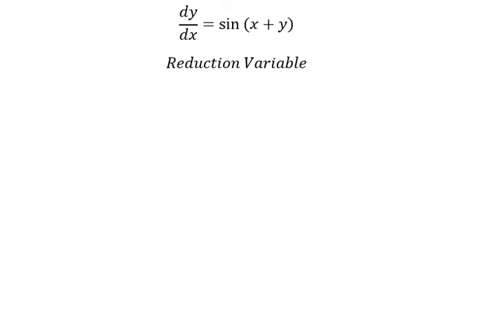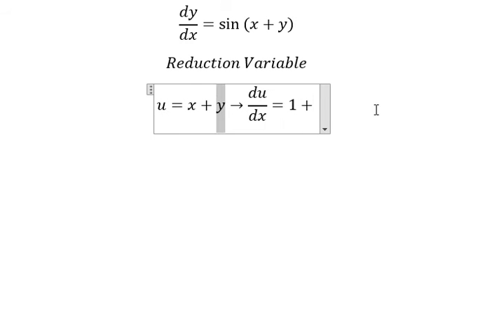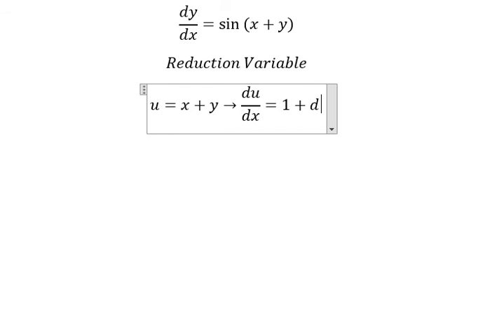So I will put u equal to x plus y. After that, we take the first derivative for both sides. This one, we have du over dx. This one, we have number 1. This one, we have dy over dx.